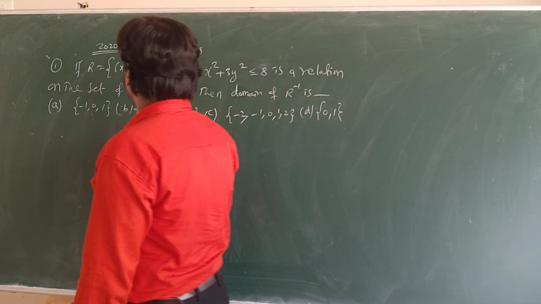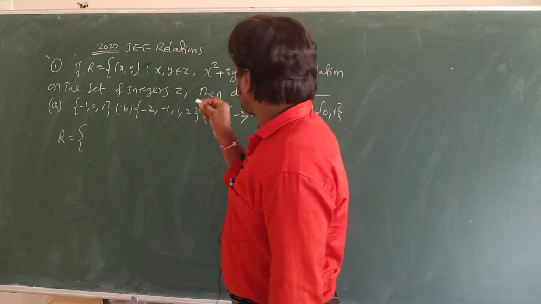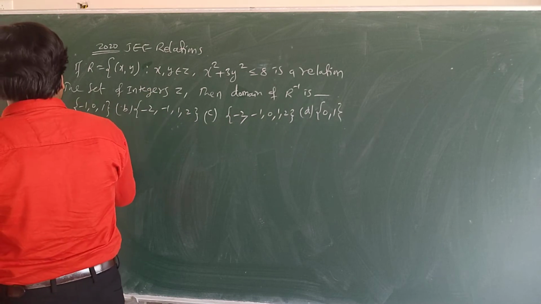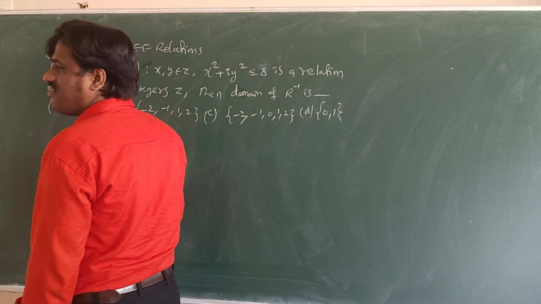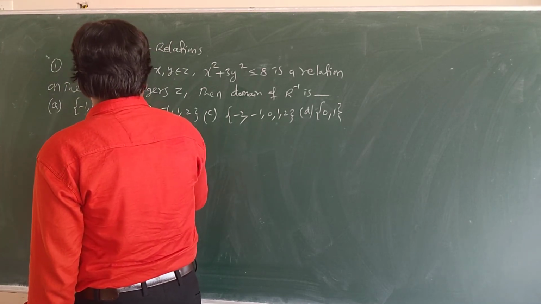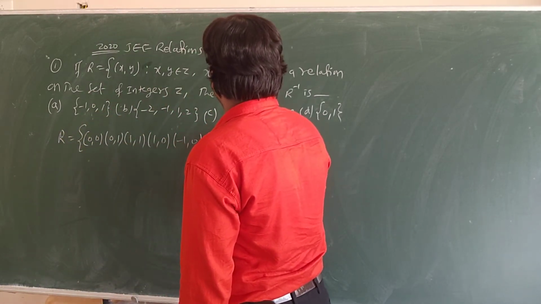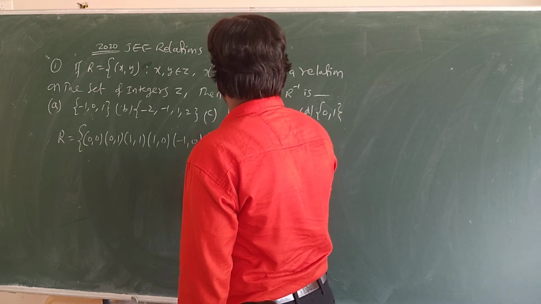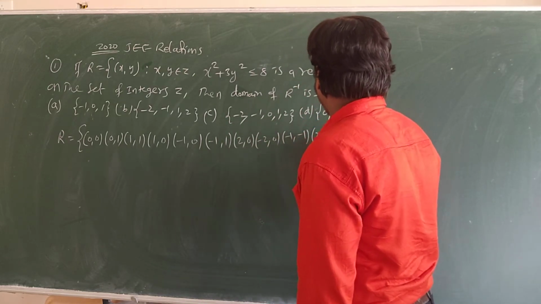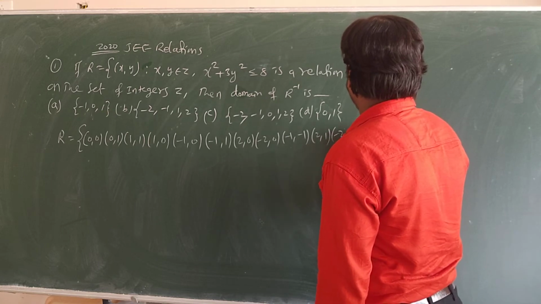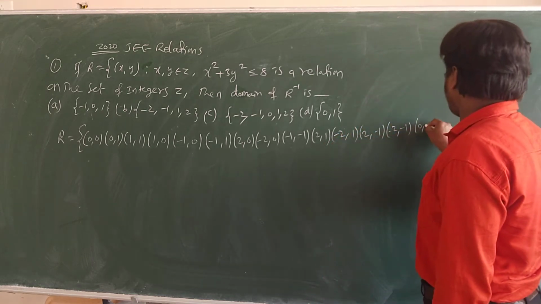So what I told yesterday, R is equal to, we should write the relation satisfying this, right? So (0,0) is satisfied, (0,1) satisfied, right? And next tell fast: (1,1), (1,0), (-1,0), (-1,1), (2,0), (-2,0), (-1), (2,1), (-2,1), (2,-1), (-2,-1), (0,-1), okay?